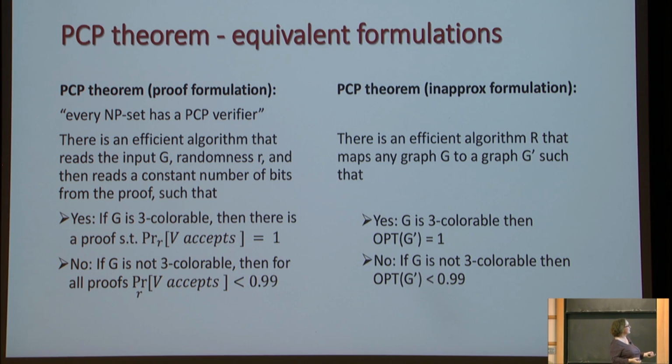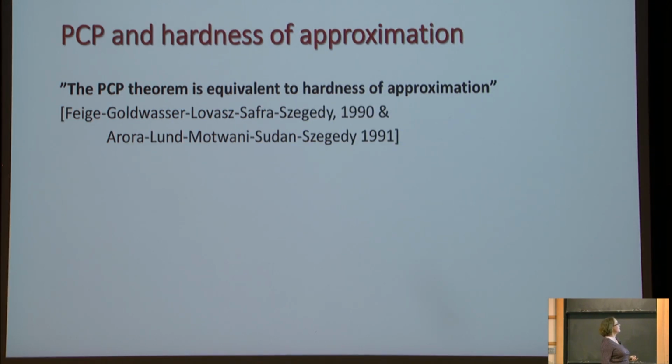So this is supposed to indicate the connection. Actually, the connection is very easy in both ways. And interestingly, this connection was made even before the theorem was completely proven. And this hardness of approximation and the PCP kind of grew together. Anyway.